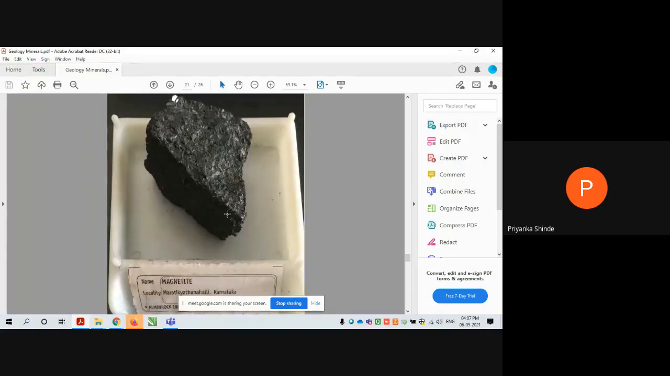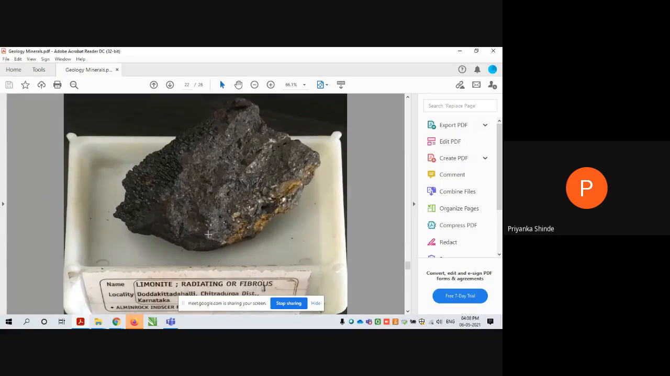Then this is magnetite. First I'll tell you the name. Why is the name magnet used here? Because it has magnetic properties. If you hold a magnet near it, it will attract the magnet. So the name is given as magnetite. The color is black, and if you check the streak, it is reddish in color. That is the special property of magnetite. Its composition is Fe3O4. Its use is that it is an important ore of iron.